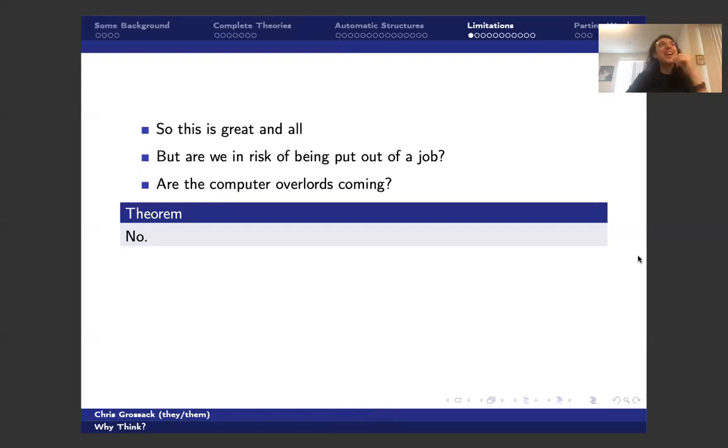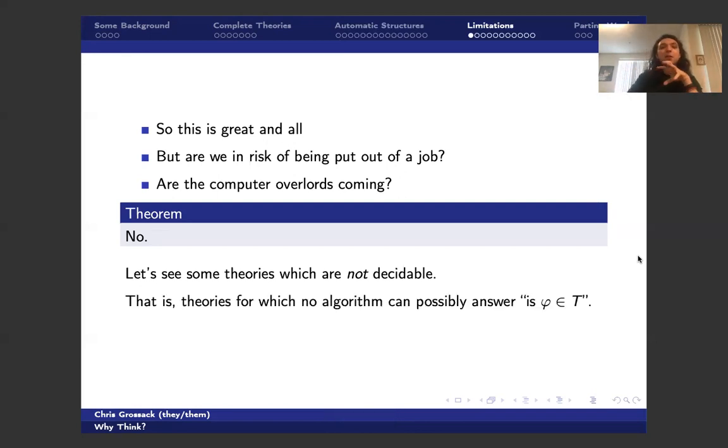Theorem, no. So let's see some theories which are not decidable. And again, depending on your definition of optimism and pessimism, this is now the half for the other people. If you're an optimist and you think optimism means computers can do lots of stuff, then this is now the part of the talk for the pessimists. Or if you think that optimism means that computers can't take our jobs, then the last bit of the talk was for the pessimists, and this is for the optimists. Okay, so let's find some theories for which no algorithm can possibly answer, is phi a theorem?